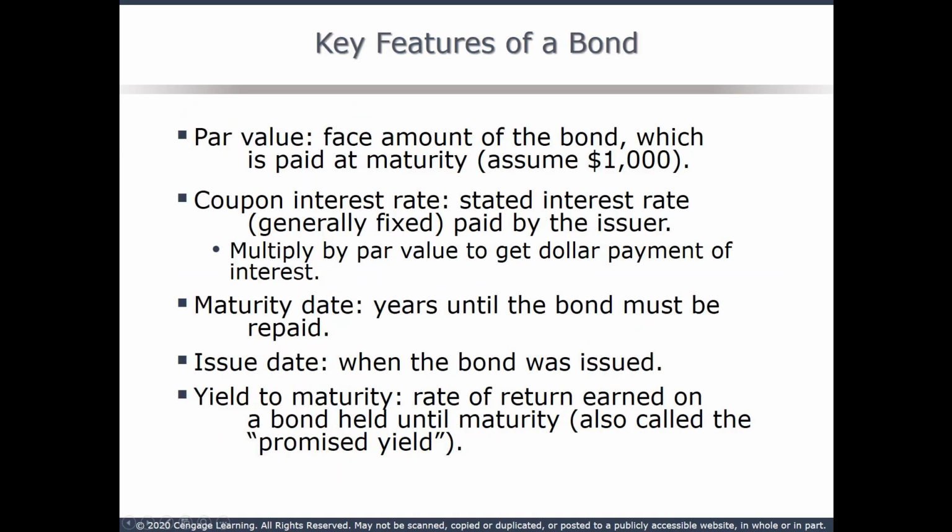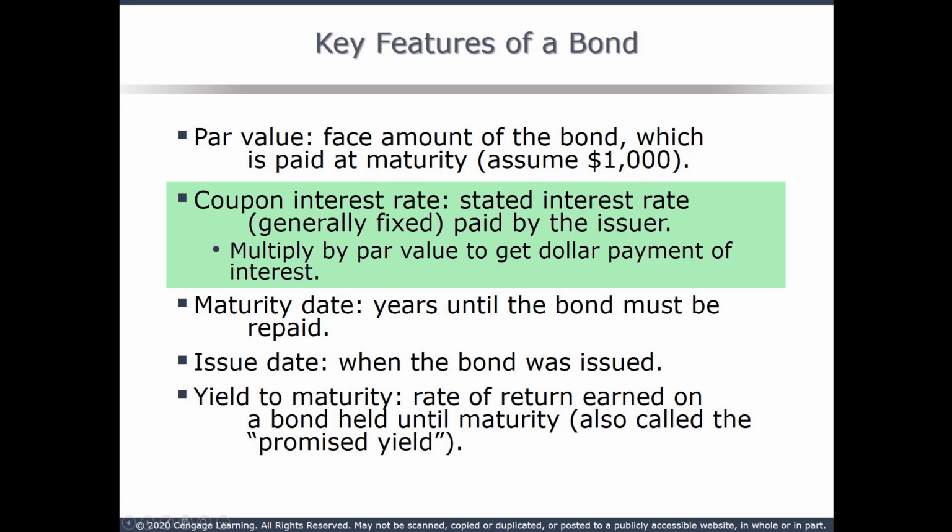Let's look at the key features of a bond. The par value is the face value. It's usually $1,000 for corporate bonds. For plain vanilla bonds, this is the selling price and the amount repaid at maturity. The coupon interest rate is the stated interest rate. It's fixed for plain vanilla bonds. It's the rate paid periodically by the issuer. The coupon payment is equal to the interest rate times the face value.